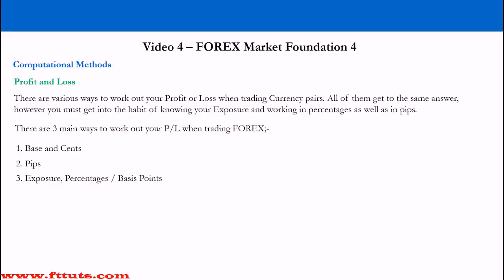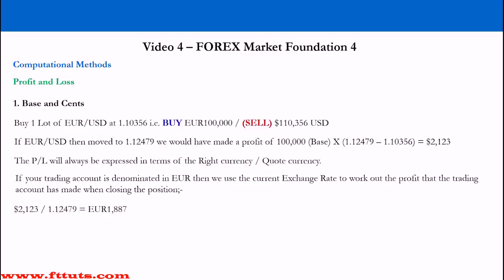Now, there's various ways to work out your P&L when you're trading currency pairs, and all of them get to the same answer, but you've got to get into the habit of knowing your exposure at any one time, so your real risk, and working out in percentages as well as in pips, because working out in percentages means you can compare opportunities and risk to other situations. There are 3 main ways to work out your P&L when trading Forex. We're going to look at base and cents, pips, and exposure percentages and basis points.